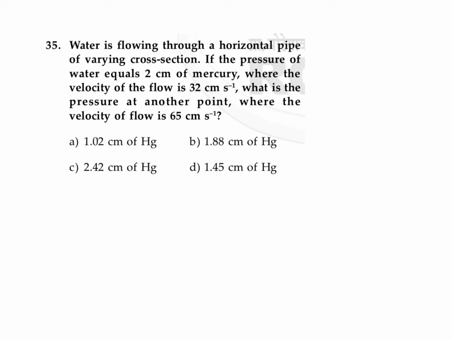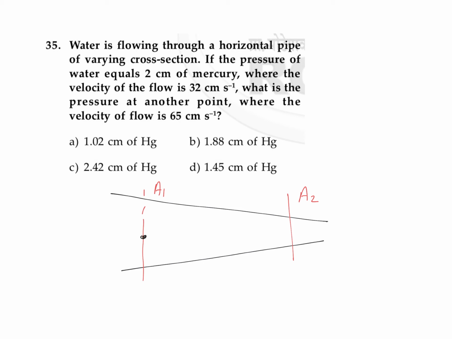So we are considering a horizontal pipe. For this horizontal pipe, the gravitational potential will be the same. For one particular point, take the area of cross section as A1, and for the other point, take the area of cross section as A2. Over here, the liquid is flowing with a velocity of 32 centimeter per second. Converting this into meter per second, we can write 0.32 meter per second. At the other point, the liquid is flowing with a velocity of 0.65 meter per second.